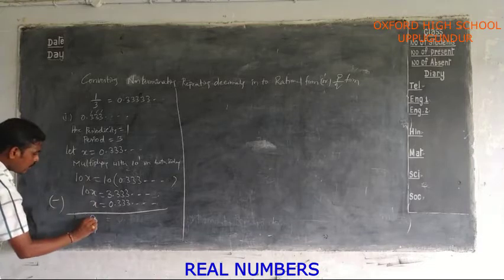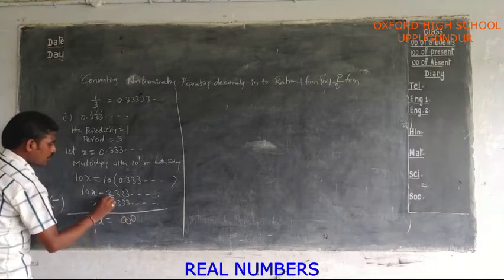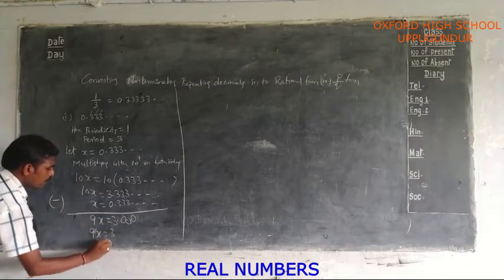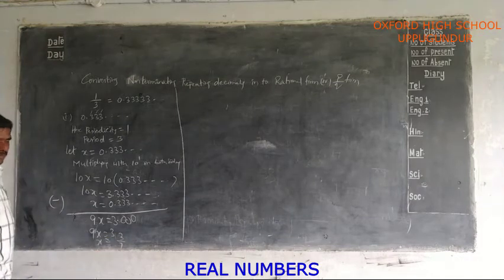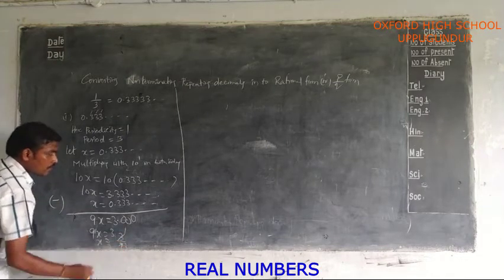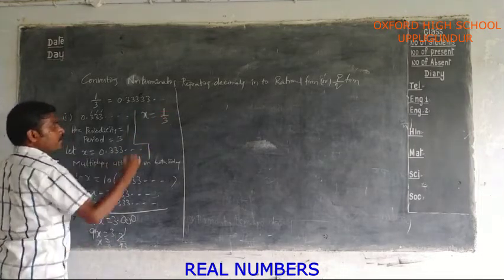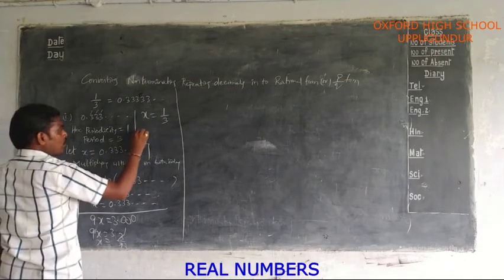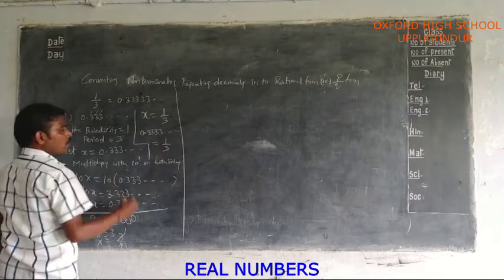10x minus x, 9x equal to 3.333 minus 0.333, which is 3. So 9x equal to 3, x equal to 3 by 9. Here 3 by 9 is not the simplest form of a rational number because both have common factor 3. 3 ones are 3, 3 3s are 9. So x equal to 1 by 3. What we are assuming as x? 0.333 and so on. Therefore 0.333 and so on equal to 1 by 3.